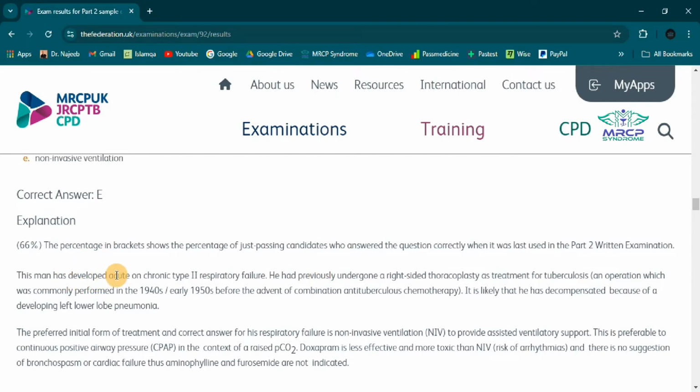This man developed acute on chronic type 2 respiratory failure. She has previously undergone a right-sided thoracoplasty as treatment for tuberculosis, an operation which was commonly performed in the 1940s and the early 50s before the advent of combination anti-tuberculous chemotherapy. It is likely that he has decompensated because of developing left lower lobe pneumonia.